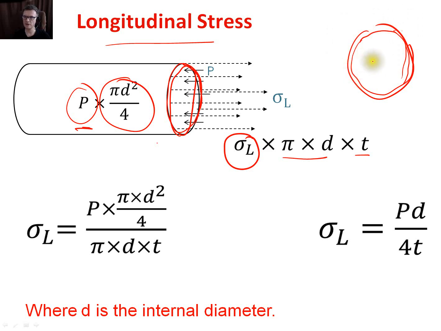We're imagining that this can be given as pi d, right? So that's the circumference times the thickness. So it's as if you've got length times width.